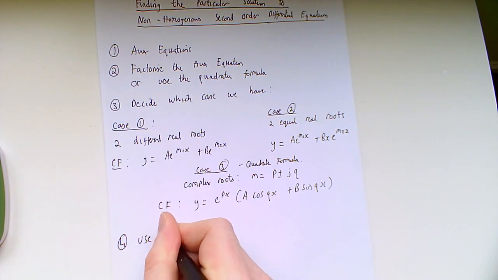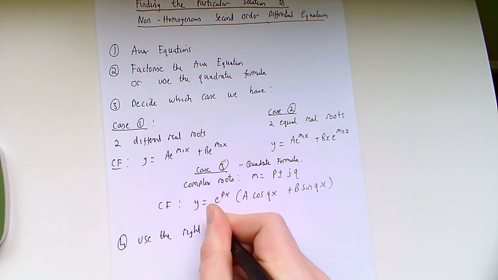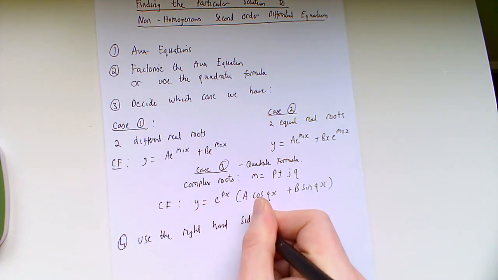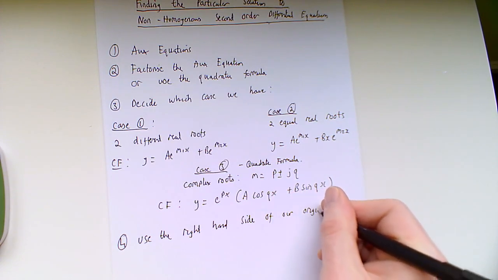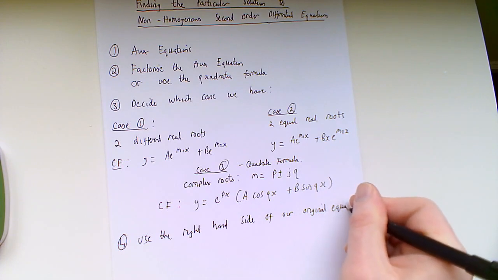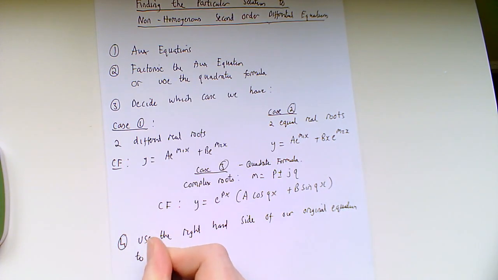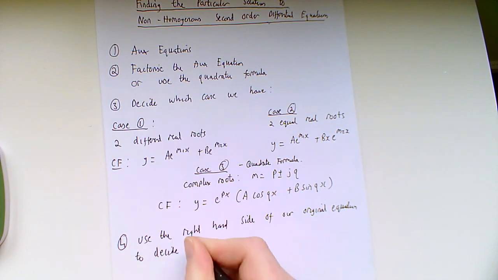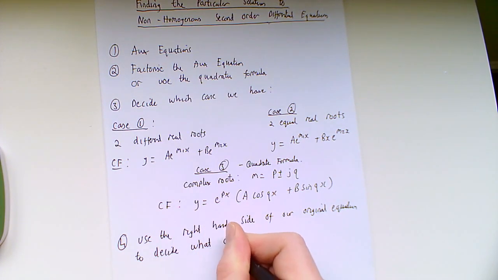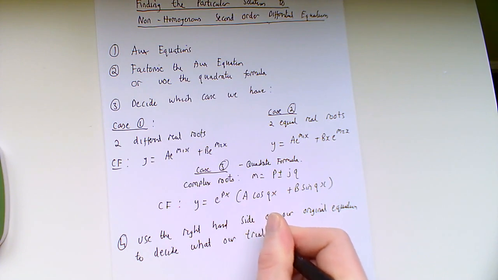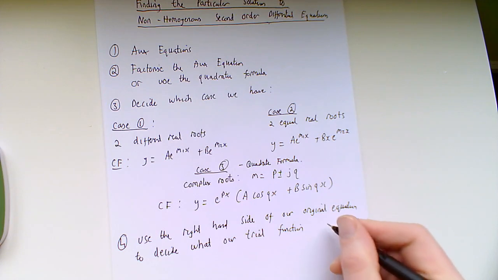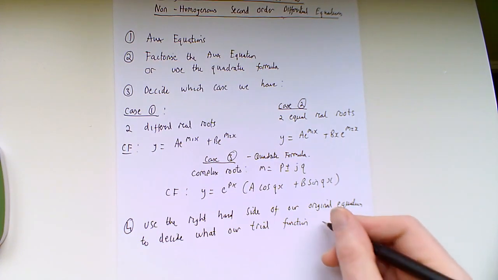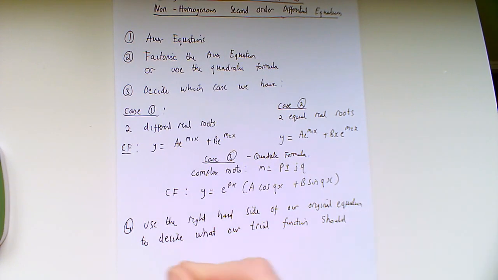Okay, then step 4, use the right hand side of our original differential equation to decide what our trial function for our particular integral should be. So decide what our trial function should be.